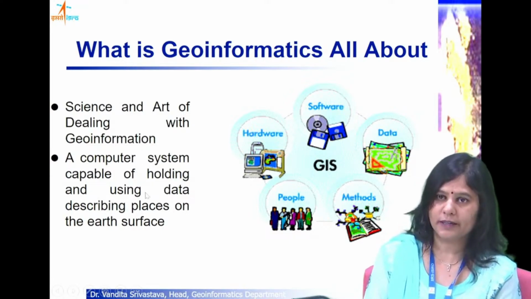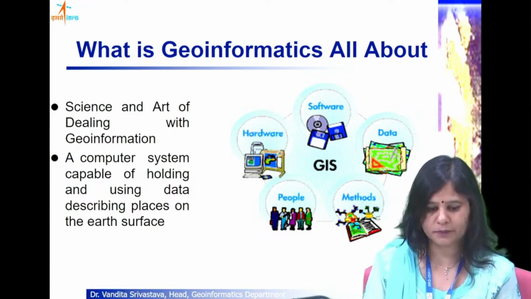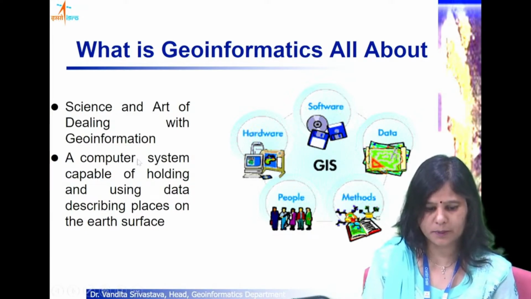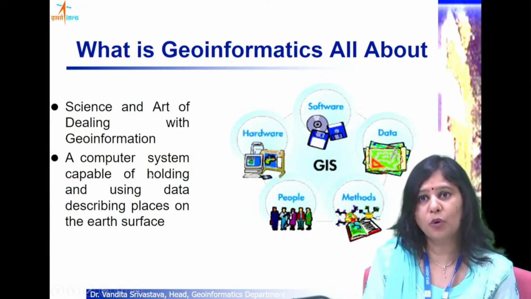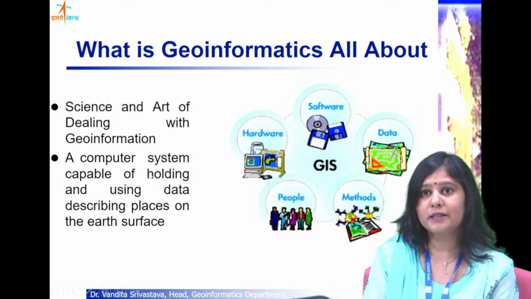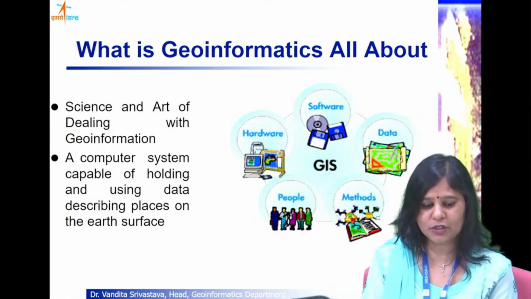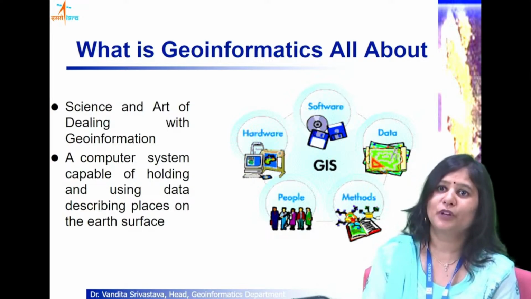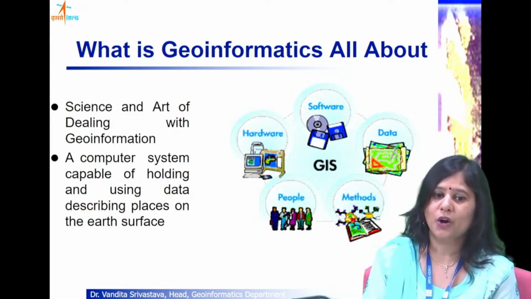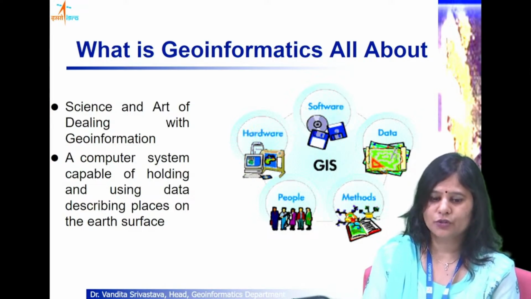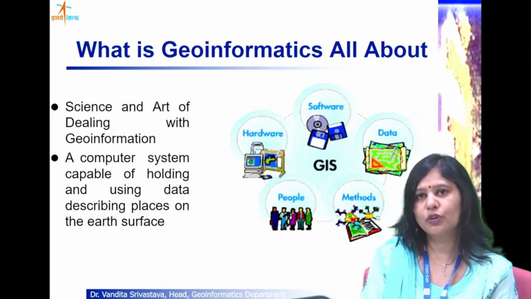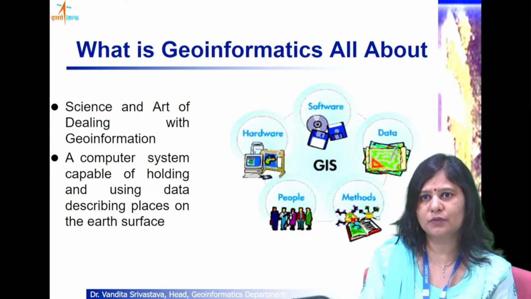When we talk about GIS as a computer system, we are talking about a system that is capable of holding and using the geographic information that describes various places, various phenomena on the geographic earth. So if we want to make a GIS work, we require several components.